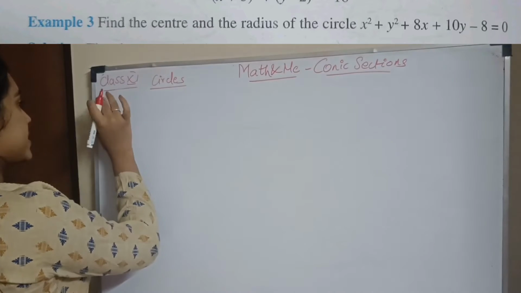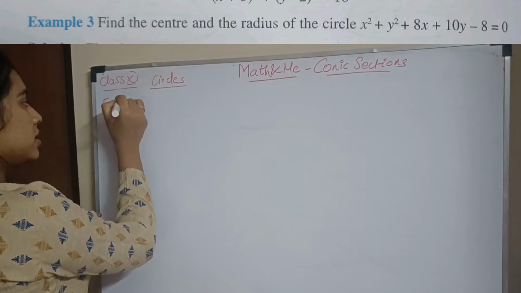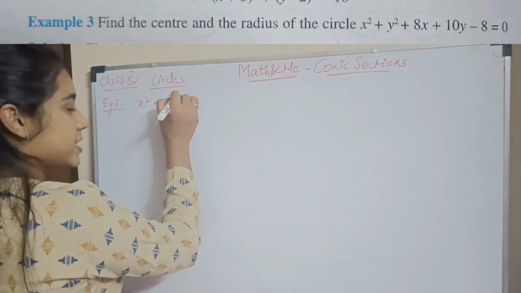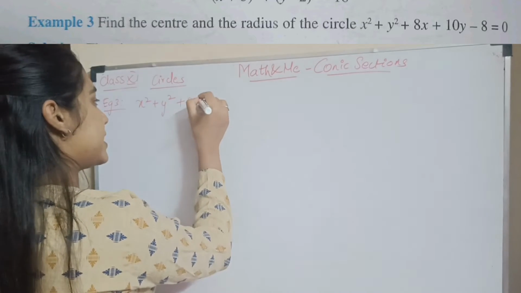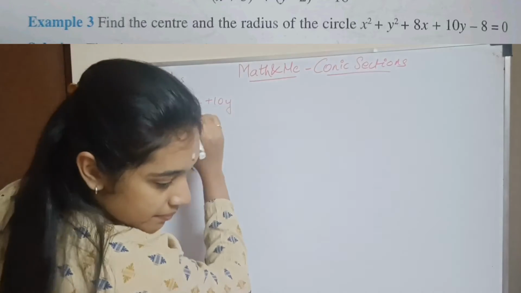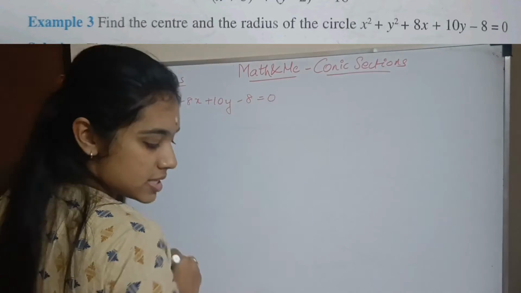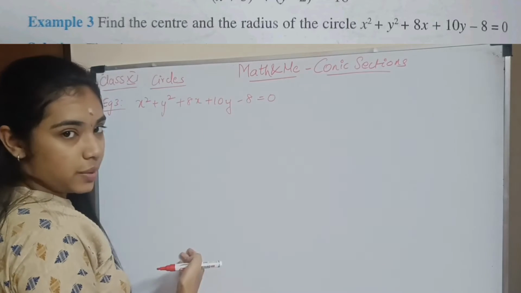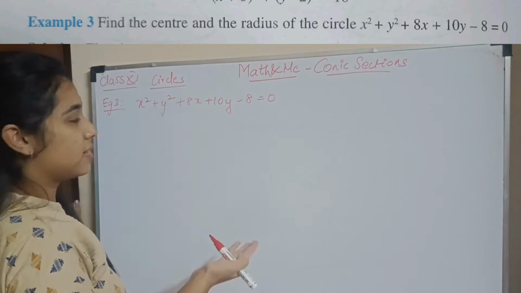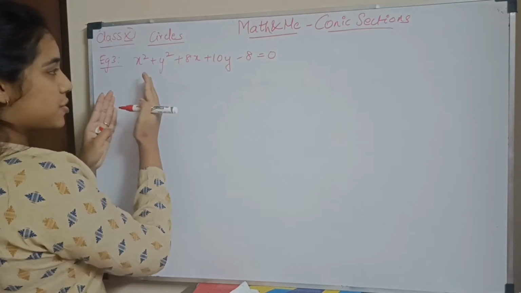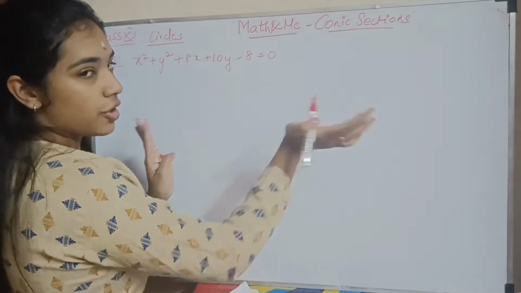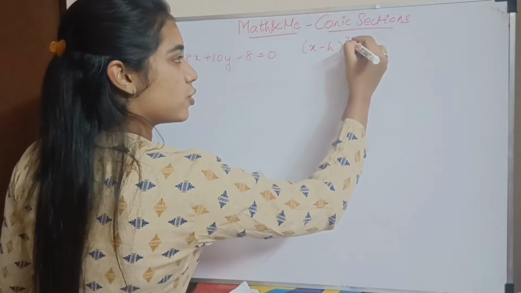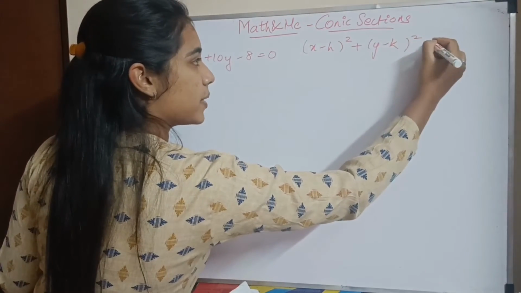Example 3: find the center and the radius of the circle with equation x square plus y square plus 8x plus 10y minus 8 equals 0. Before, we found the equation given the center and radius. Now they have given the equation, and we have to find the center and the radius. So how do you do this? You take x terms together, you take y terms together, and you take the constant to your right side. What is your form? It is (x minus h) the whole square plus (y minus k) the whole square equals r square.